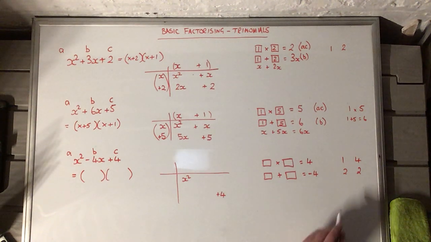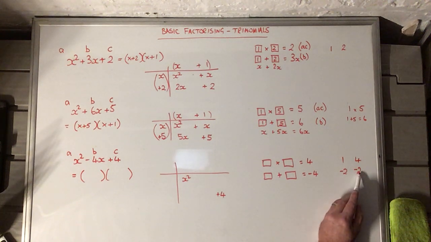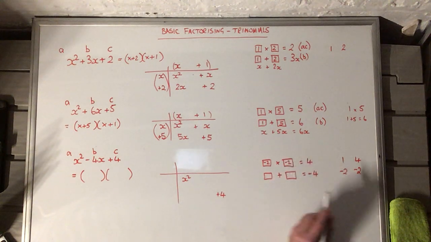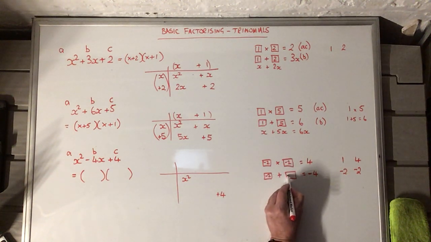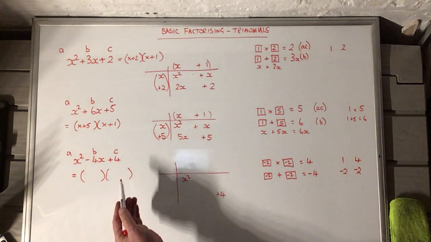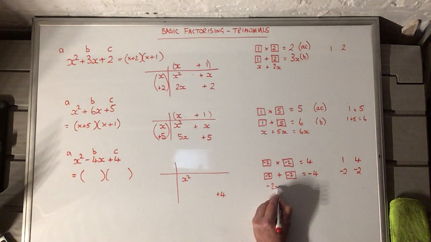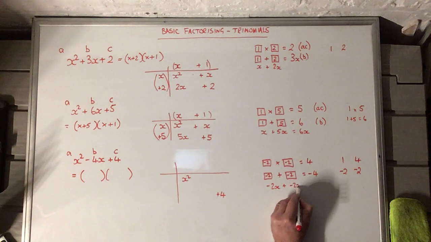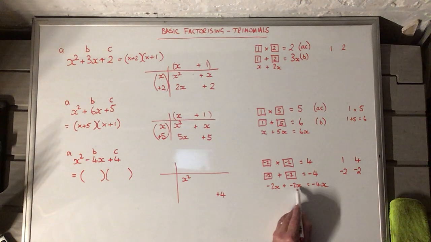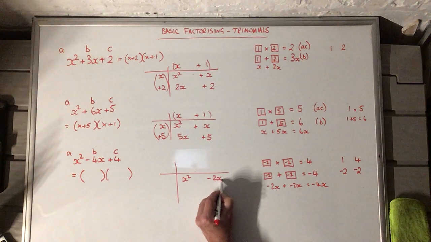We need negative 4 when we add them together. So again, hopefully it's obvious, this needs to be negative 2 and negative 2. Negative 2 times negative 2 gives me a positive 4. And negative 2 plus negative 2 gives me negative 4. But again, remember, the middle term is actually negative 4x. So this is really negative 2x plus negative 2x gives me negative 4x. These are the two values we're really looking for, so we'll put them in there. It's the same value, so it doesn't matter where you put them.